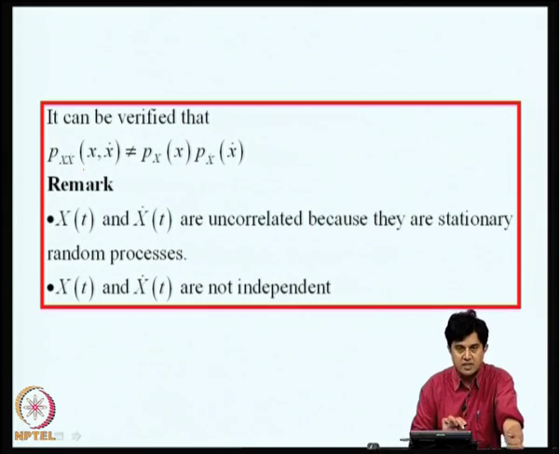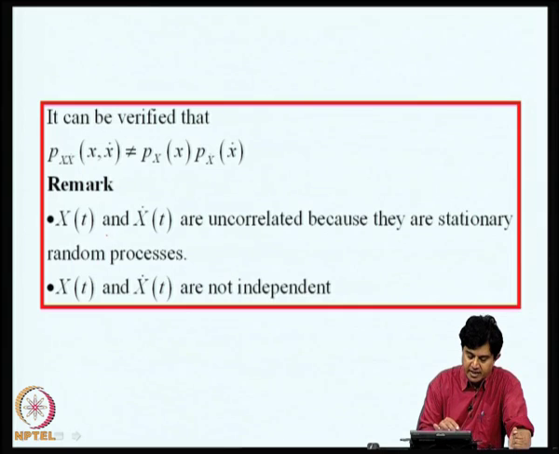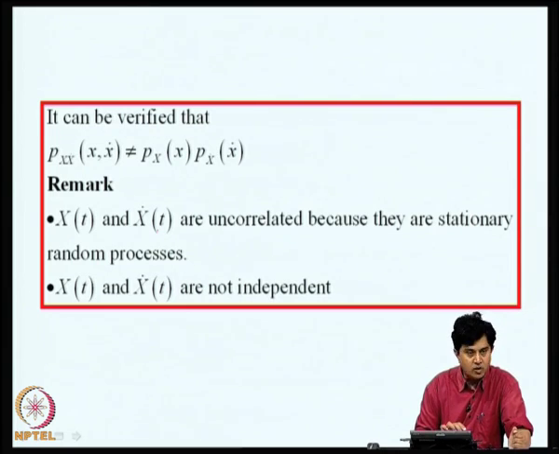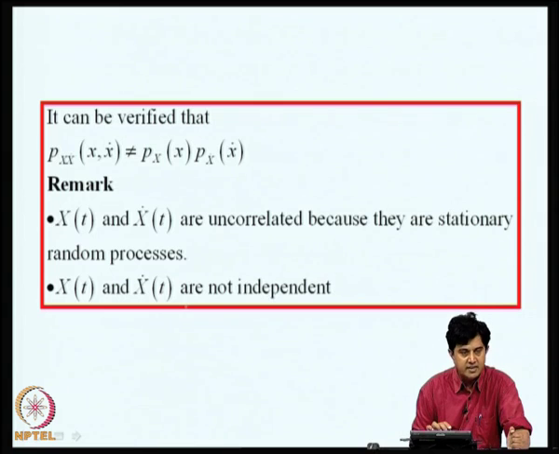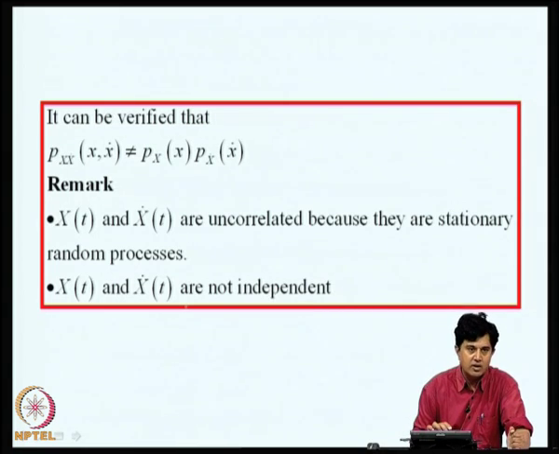So, from this what are the conclusions that we can draw? X of t and x dot of t are uncorrelated because they are stationary random processes, and x of t and x dot of t are not independent. So, it is an example of a non-Gaussian random process where process and its derivative are uncorrelated, but they are not independent.